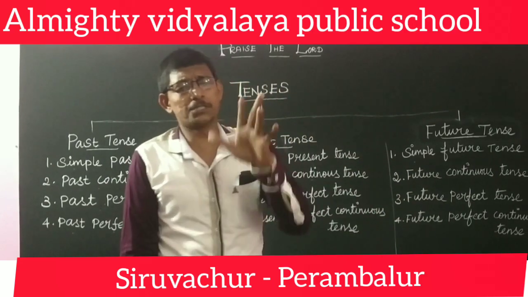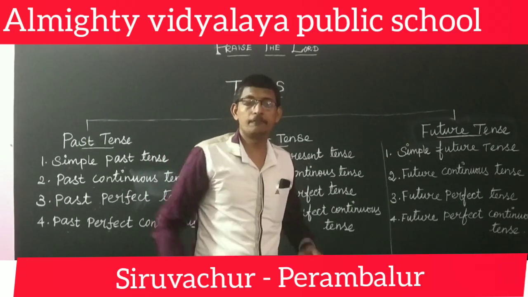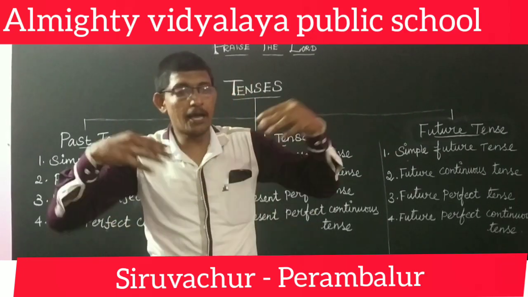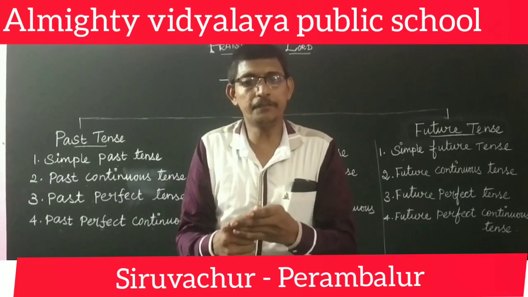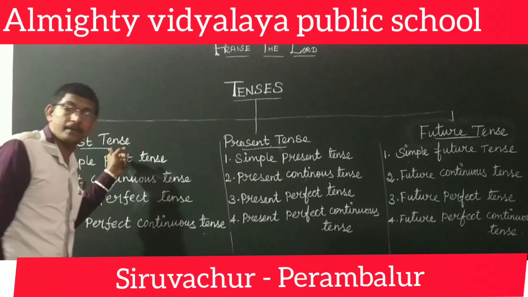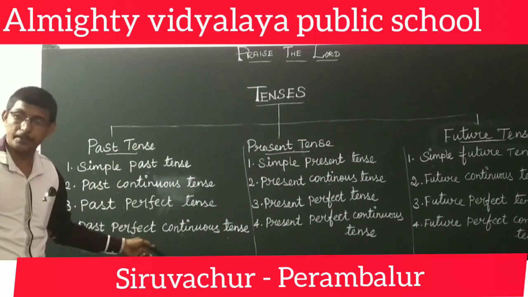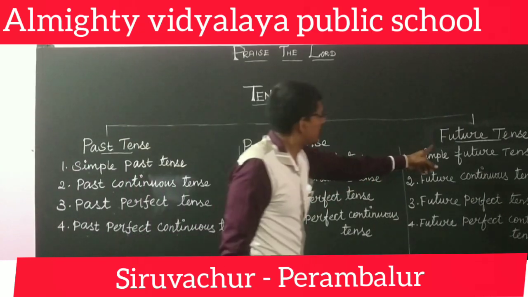We tell the students to remember this as a family. In a family we have such members: father, mother, brother, sister. We can easily remember it. In the same way, the past family has nearly four members. The present has nearly four members. The future also has nearly four members.